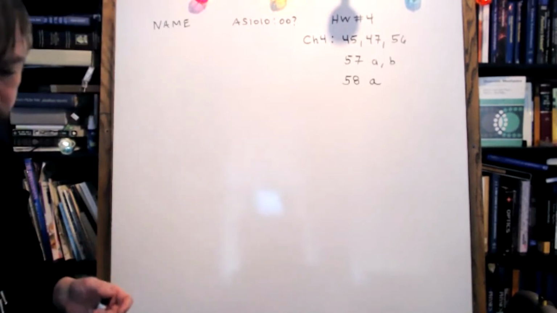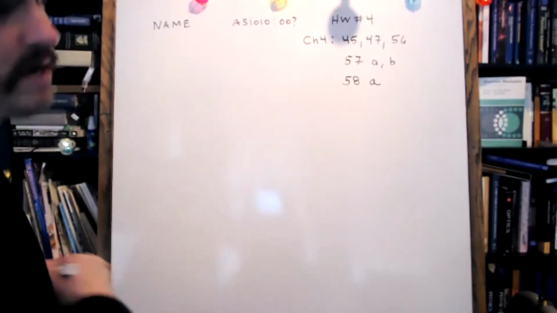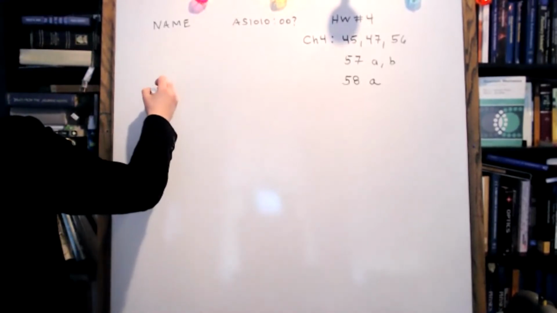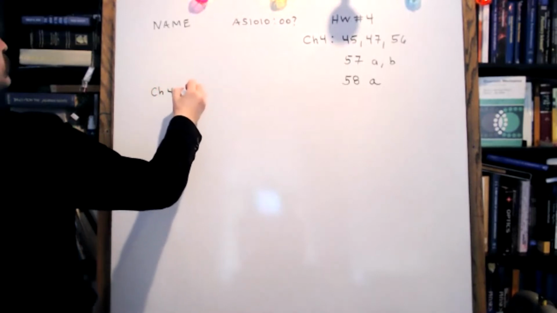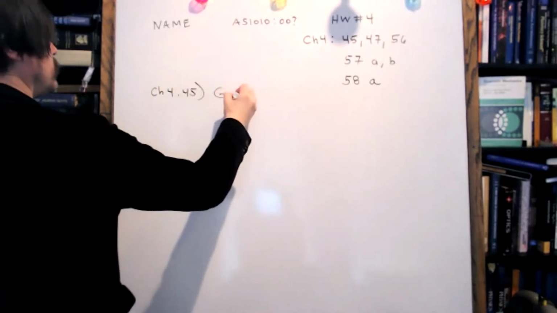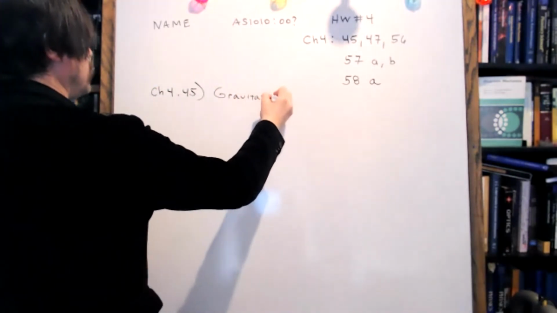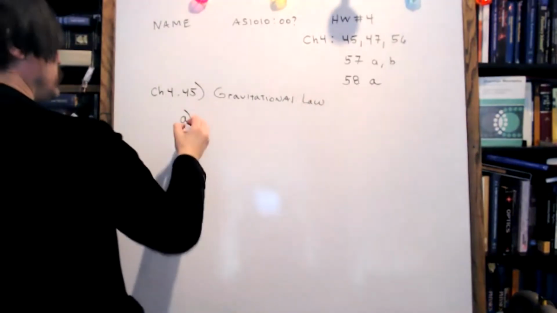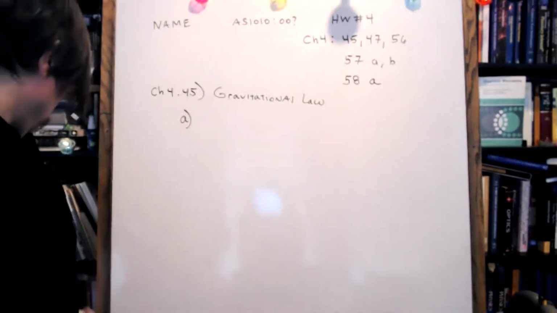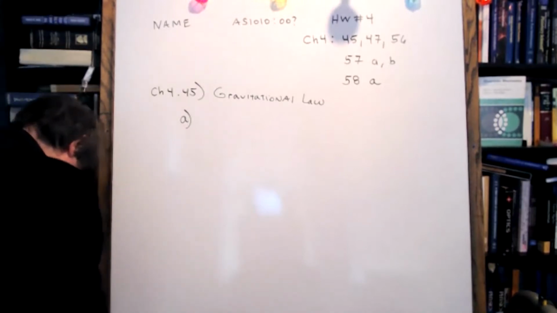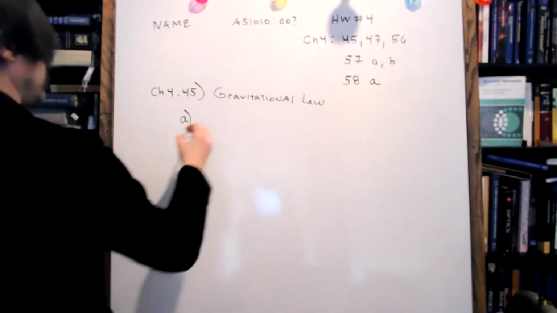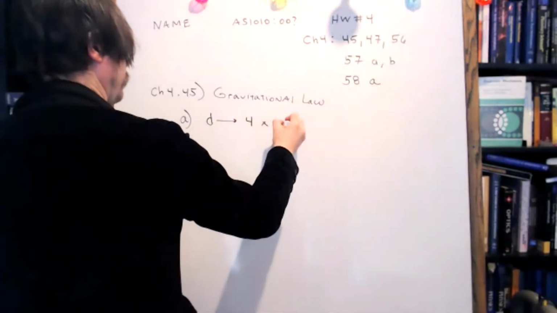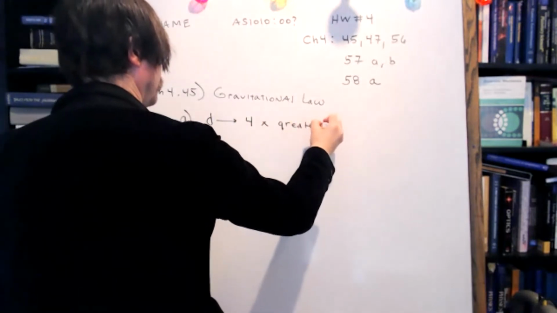All right. Ian, since you're all queued up, why don't you hit me with chapter 4, number 45? All right, 45, the gravitational law. It says for A, how does quadrupling the distance between two objects affect the gravitational force between them? And what's quadrupling mean again? Multiplying it by 4. So the distance is 4 times greater.